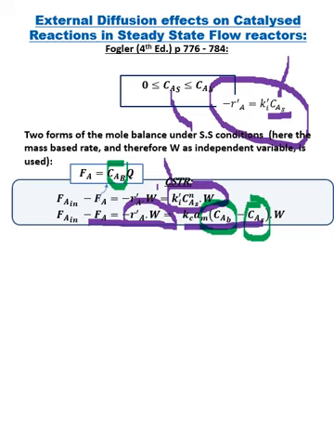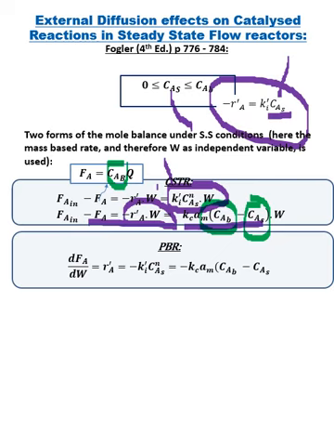So if I now want to write a similar mole balance, please note that in both cases I use the mass-based rate constant to calculate the rate. Therefore I have to convert my kc, which is an area-based rate constant, to the mass-based constant with the appropriate conversion factor Am that we discussed in previous lecture slides.